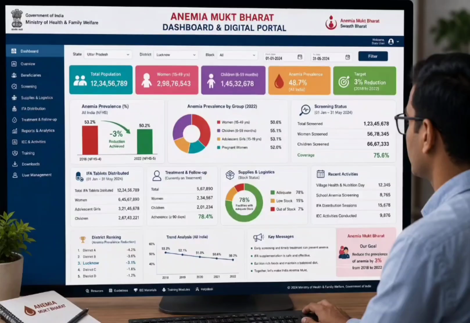And the sixth thing is the Anemia Mukt Bharat dashboard and digital portal. On the screen we can see a person viewing all the data on anemia, like its diagnosis, total number, prevalence, how to prevent it, and signs and symptoms. So this is the dashboard. On this dashboard, all the data related to anemia are available. Anyone can go and find this data and study it.